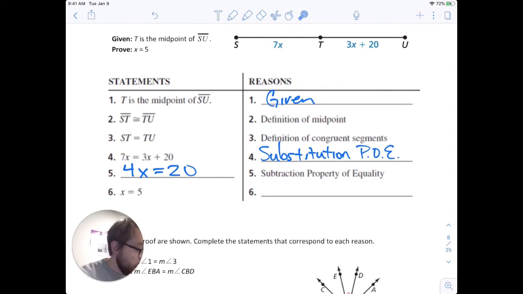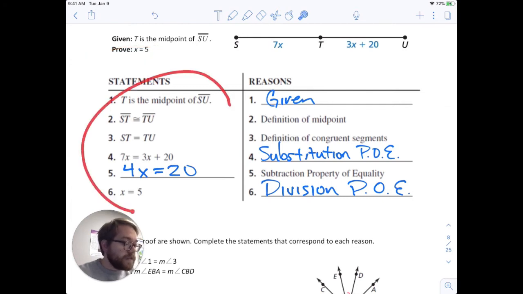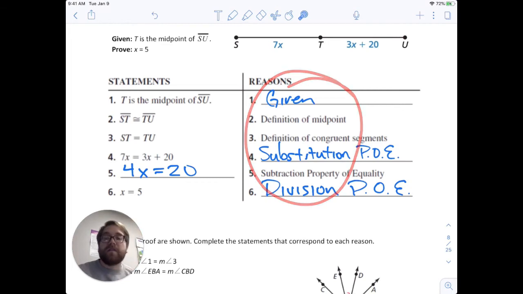And then from there, I would get x equals 5. How do I get that? I divided by 4. I used the division property of equality. And that shows me that x is equal to 5. And so I've proven what I wanted to prove. I took T is the midpoint of segment SU right here and shown that x is equal to 5. These are my statements, everything that I did to show it, and these are my reasons for all of those statements.